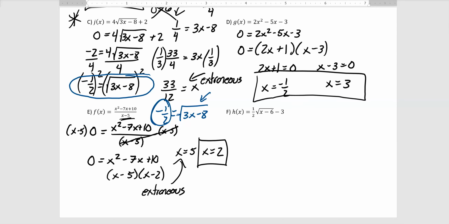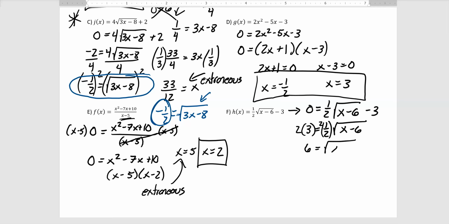All right, last one. Looking at letter F here, h of x equals 1/2 the square root of x minus 6 minus 3. So let's start by setting this equal to 0. 1/2 the square root of x minus 6 and then minus 3. So I'm going to add 3. So 3 equals 1/2 times the square root of x minus 6. Multiply by 2 on both sides to get rid of that 1/2. So I'll have 6 equals the square root of x minus 6.